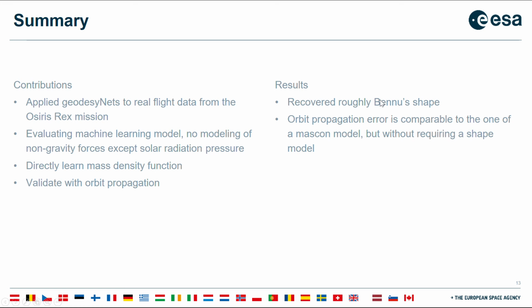So to sum up, we applied the GeodesyNets to real flight data from the OSIRIS-REx mission and evaluated this simple machine learning model, no modeling of non-gravity forces except the solar radiation pressure, and used it to directly learn the mass density function of the asteroid Bennu, and then validate this by propagating orbits. And the result is we recovered very roughly the shape of Bennu, and the orbit propagation error is comparable to the use of a Mascon model, but without requiring a shape model.